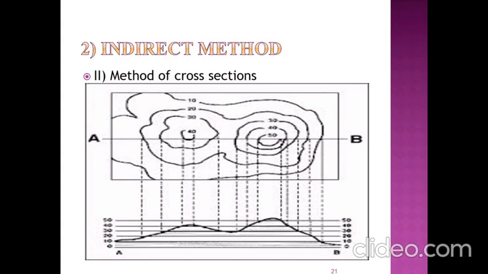Then the second method is the method of cross sections. In this method, traverse is run. Then suitably spaced sections are projected from transverse lines. The observations are made in the usual manner with a clinometer or the theodolite at points on these transverse lines. The contours are then interpolated. This method is suitable for road, railway and canal surveys. Here one diagram is shown, and according to that we can plot the contour map.